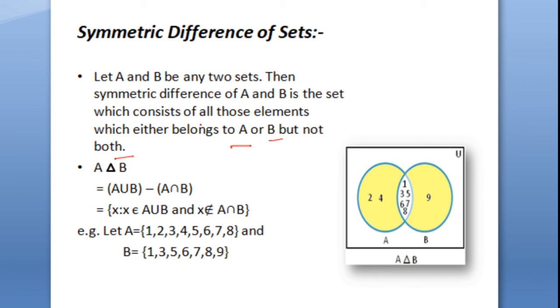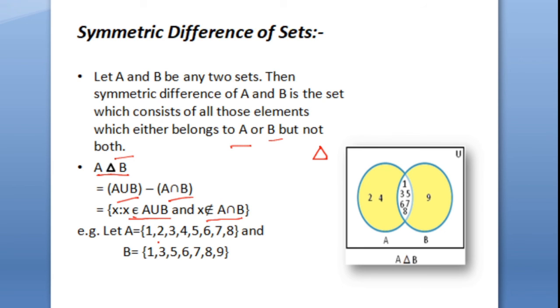Here the symbol of symmetric difference is a triangle shape. Then the symmetric difference of A and B will be A union B minus A intersection B. All the elements of A and B except the elements of A intersection B. If we write it in set builder form, we can write it this way: x such that x belongs to A union B and x does not belong to A intersection B.